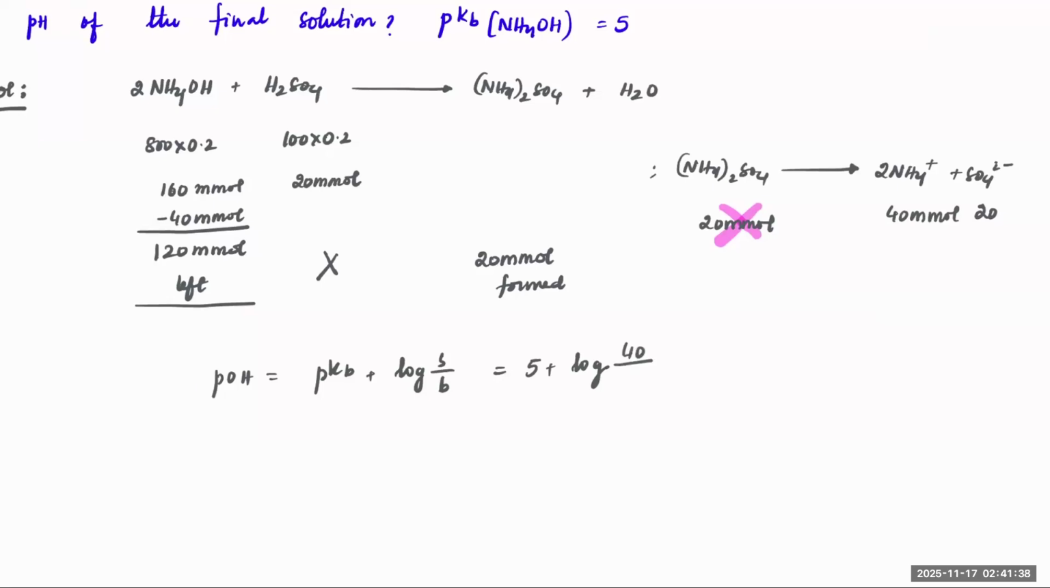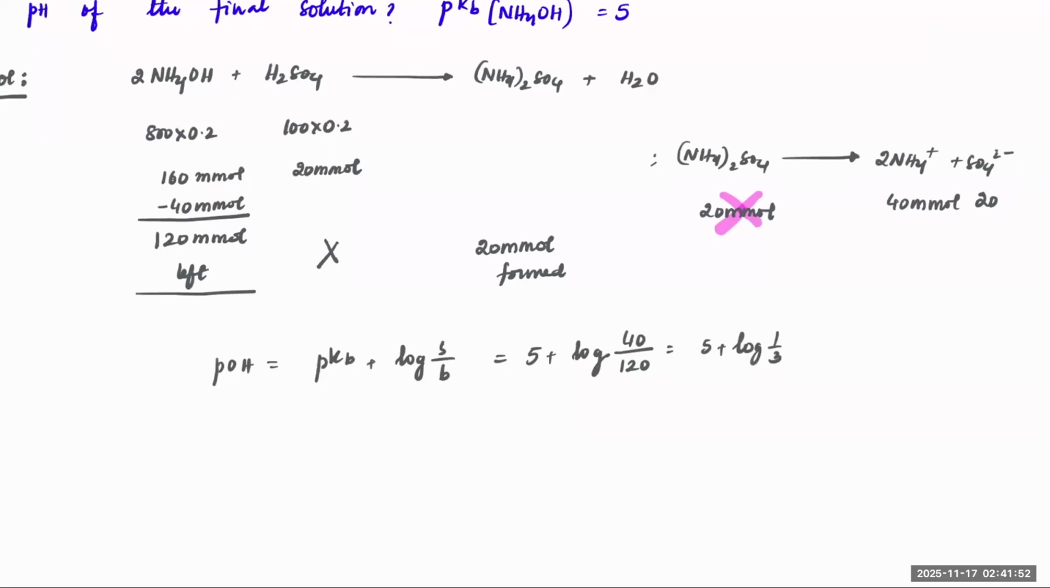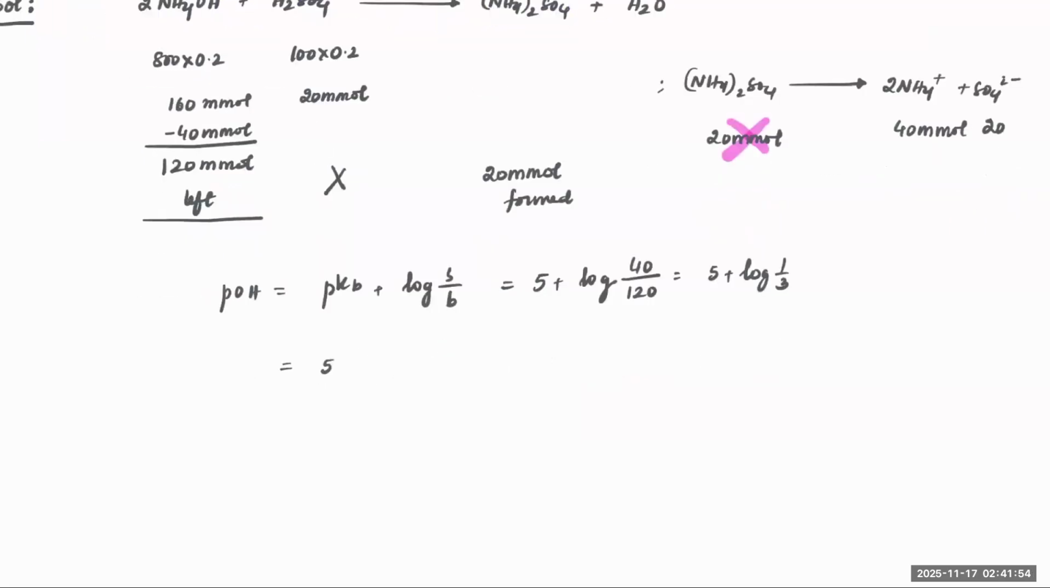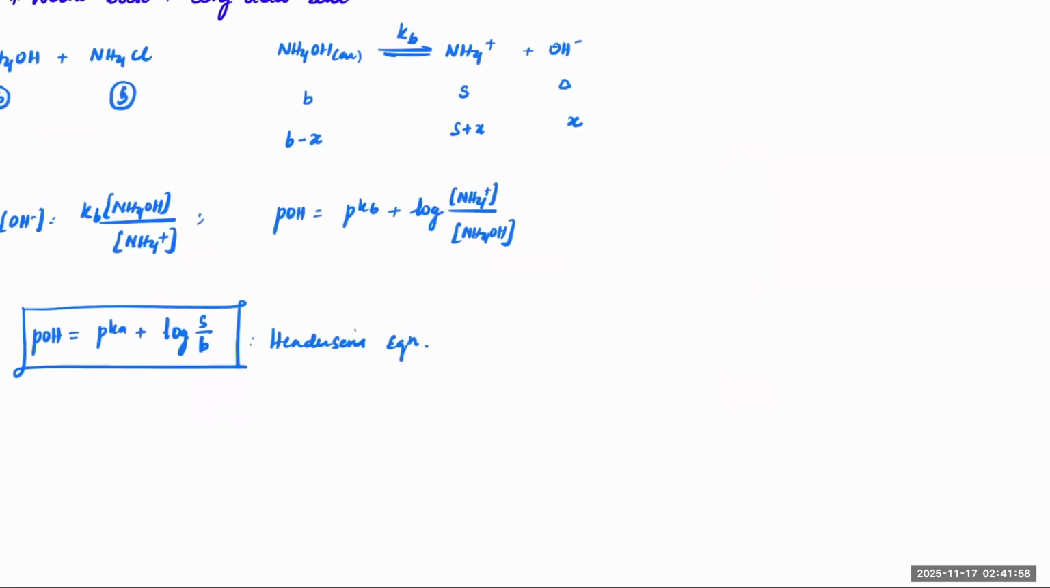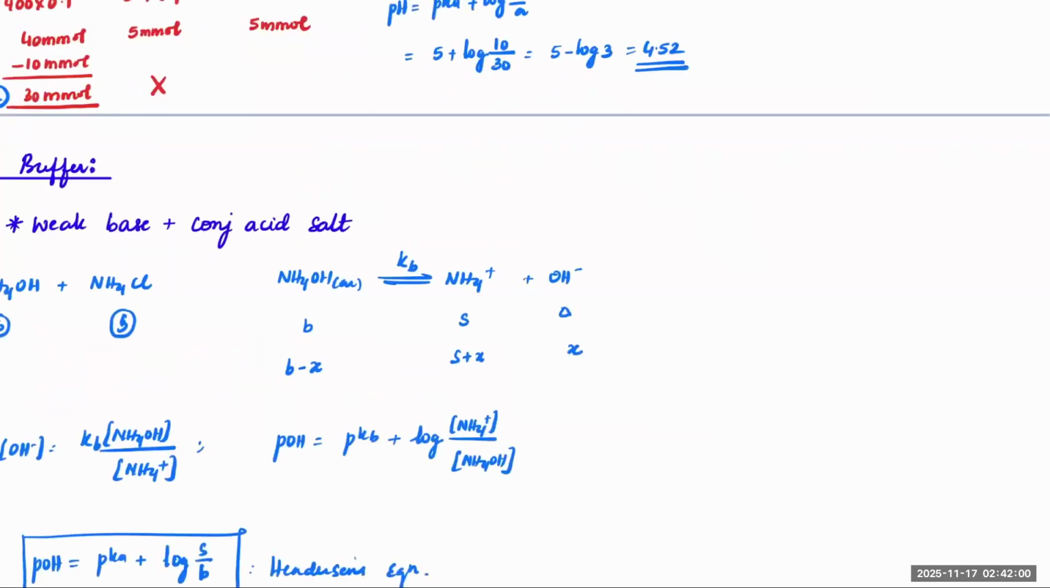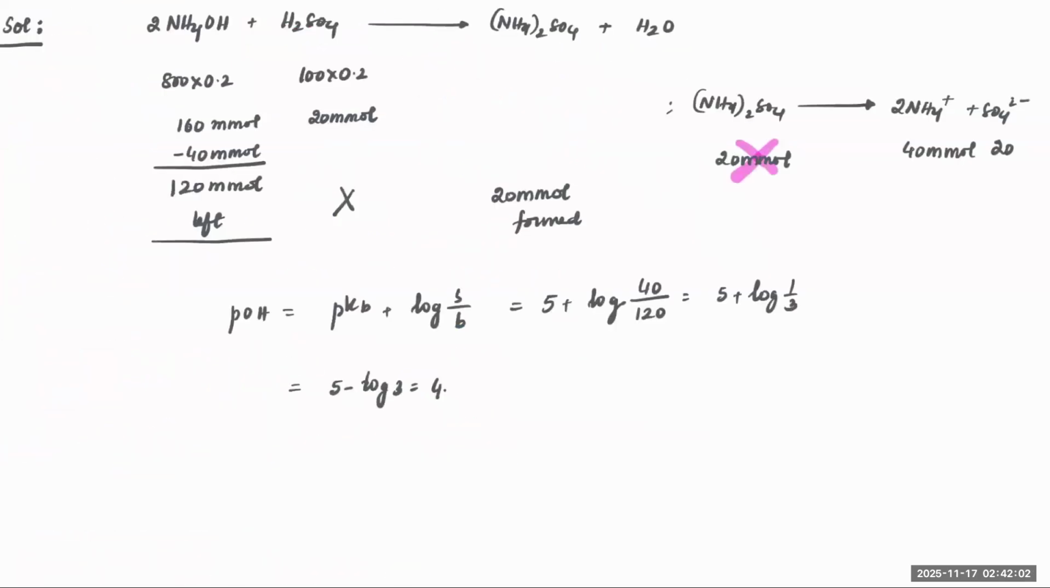Salt concentration here is not 20, it is 40. It is the salt ion concentration that you should be more interested in. So that divided by base concentration, which is 120. So hence it is 5 plus log of 1 by 3. So you can see again you are getting the same value, 5 minus log 3. Just now we got that value. How much we got? 4.52. So that will be the pOH value.